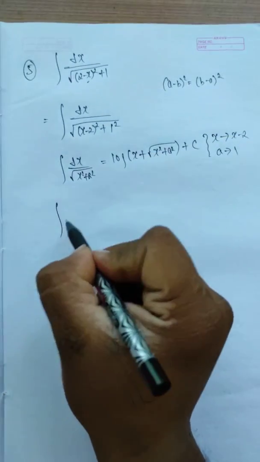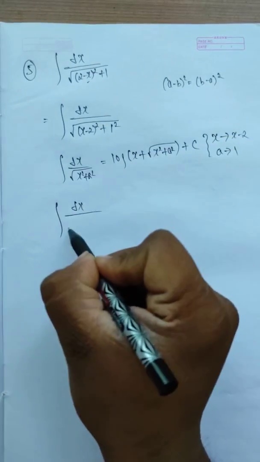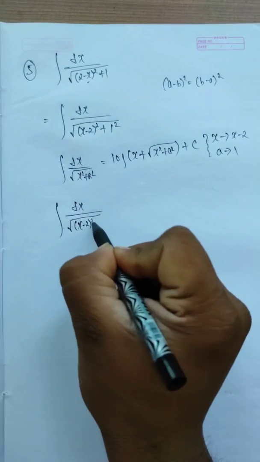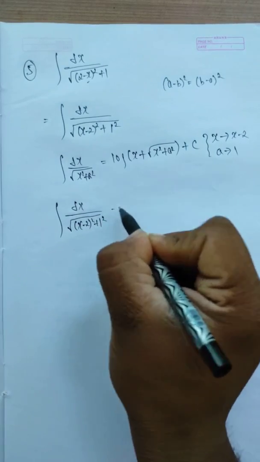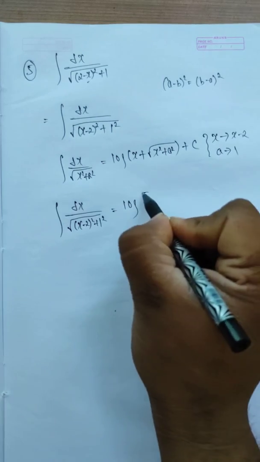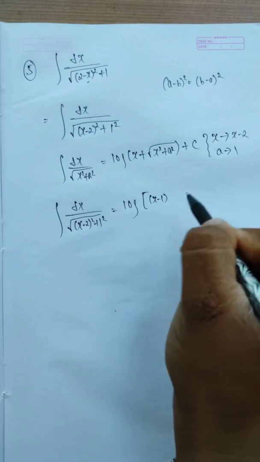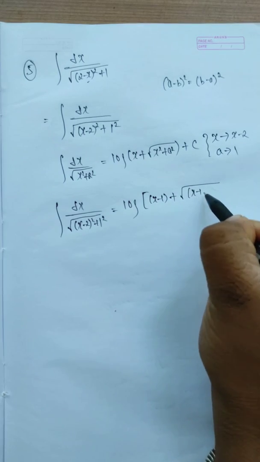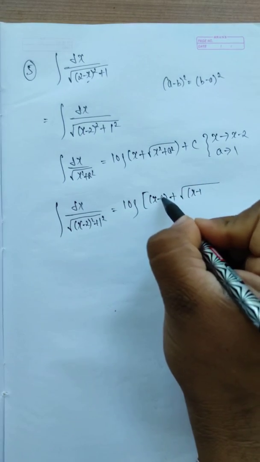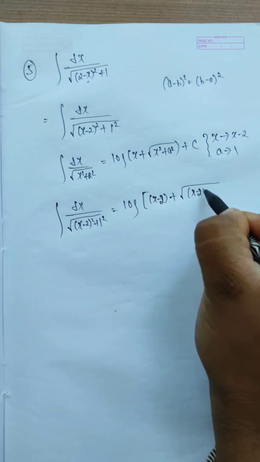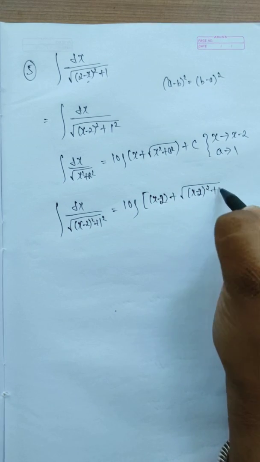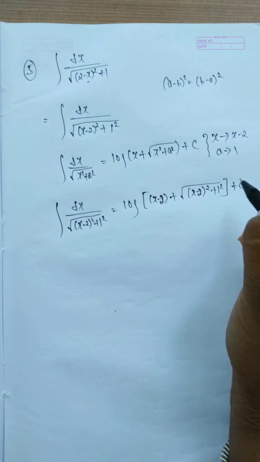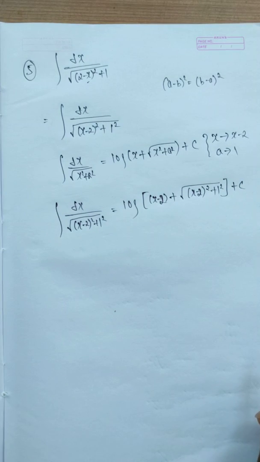Means integration of dx by root of x minus 2 whole square plus 1 square is equal to log of x replaced as x minus 2, plus root of x minus 2 whole square plus a square, that is 1 square, plus c. So this is the problem. Is it clear? Is it okay?